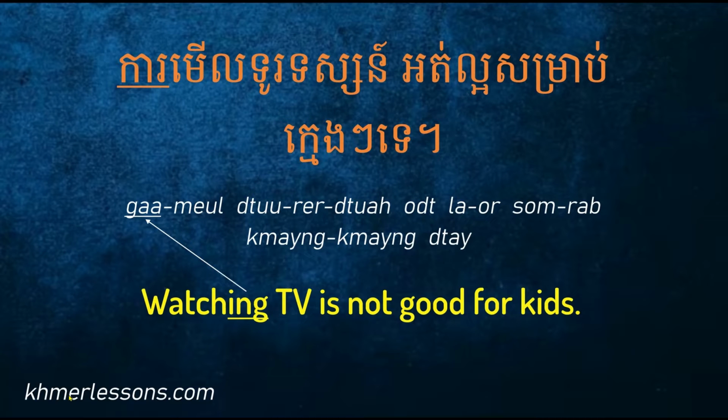And next example is watching TV is not good for kids. So watching in Khmer we say ka merl. Ka merl. Watch is merl. So watching in this case we say ka merl. And tu is TV, television.